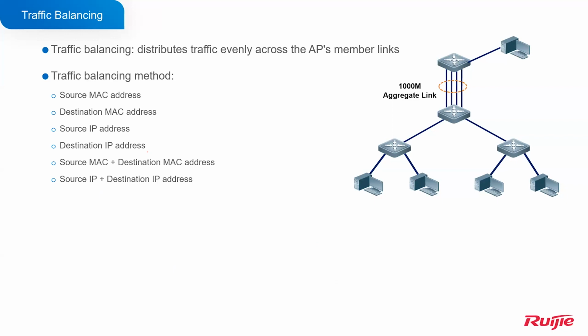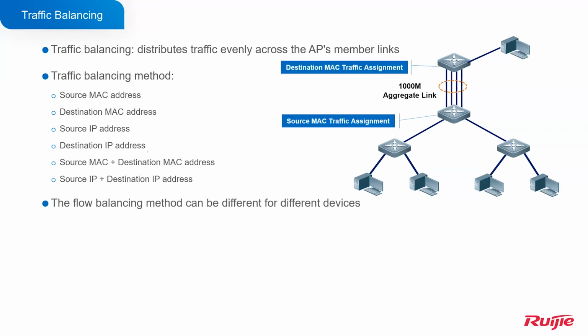Okay. And the flow balancing method can be different for different devices. For example, here, on both ends of the link aggregation, you can see, on the upper switch, the method we use is destination MAC traffic assignment. And on the other switch, the method we use is source MAC traffic assignment. So on different devices, the method could be different.